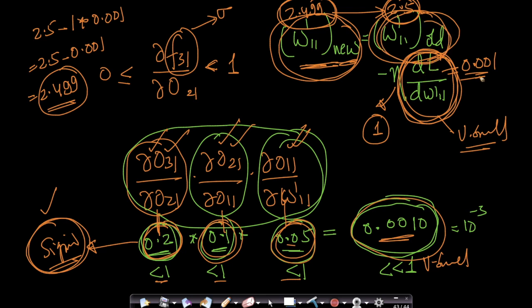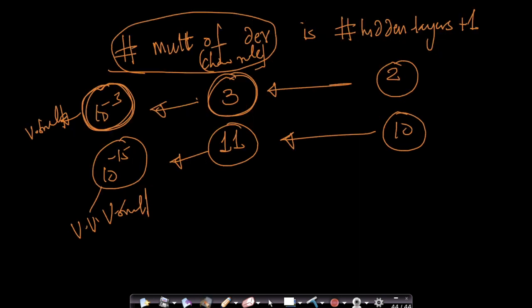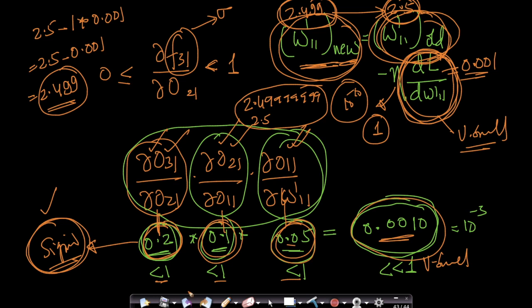Imagine if this derivative was, instead of 10 power minus 3, 10 power minus 10. Then my new weight would have been 2.49999999 and my old weight would have been 2.5, right? Which is almost exactly the same thing. It looks like a rounding error to me. So when you have this problem, this problem is called vanishing gradients.